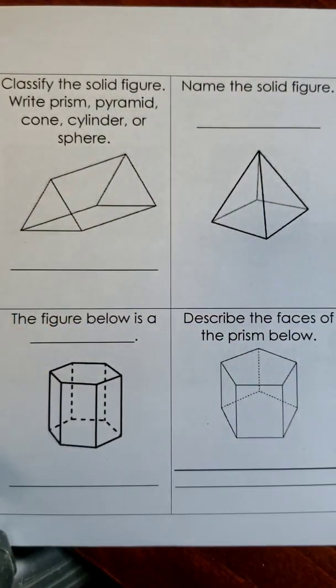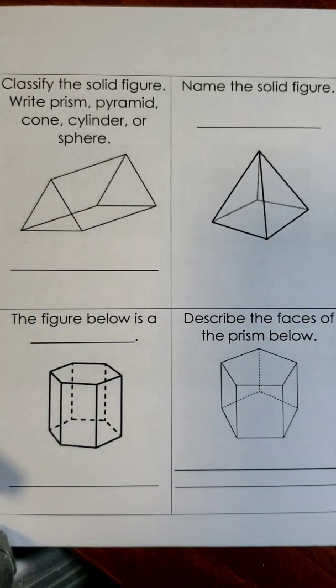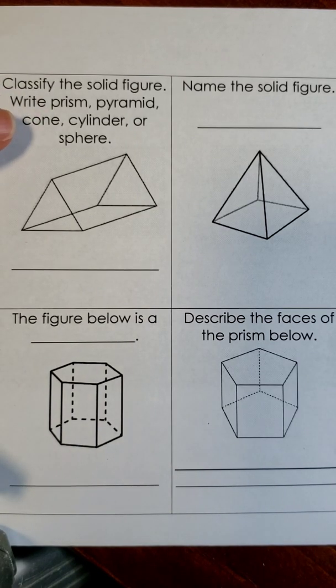Last part here, let's go ahead and look at some examples of what you are going to see in the classwork today. So for the first one, it says classify the solid figure, write prism, pyramid, cone, cylinder, or sphere. If I look at this here, I know that that does not look like a sphere. It doesn't look like a cylinder, and it doesn't look like a cone. There's no curves in this whatsoever.